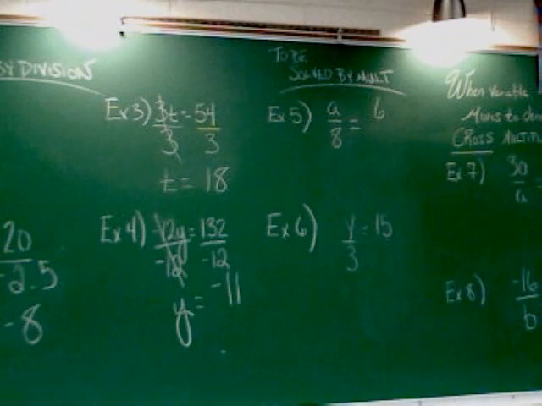Okay. 5 and 6 we like when the variable's in the numerator at the top because there's no tricks. It's a division problem. I solve it by multiplication. That should be very clear. Right, so in example 5, I've got a divided by 8 equals 6. The inverse of dividing is to multiply. The number that's on the side with the variable is the 8, so I'm multiplying by 8.